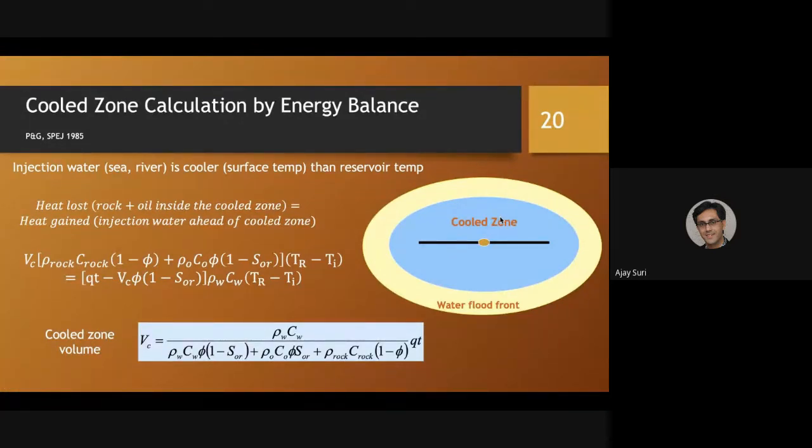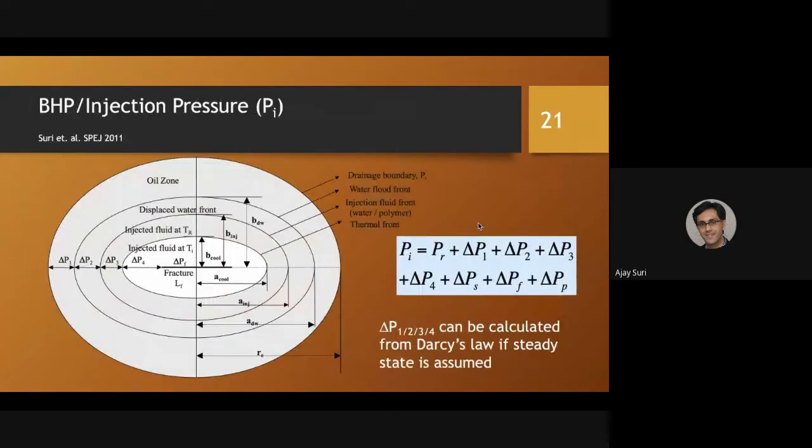And away it will be lower, so that sometimes may have an impact if it's polymer or something. So there will be an impact of the viscosity and pressure drop in this cool zone. And I would not again go into detail. We model different zones here, and calculate the pressure drops in each zone to get the injection pressure.